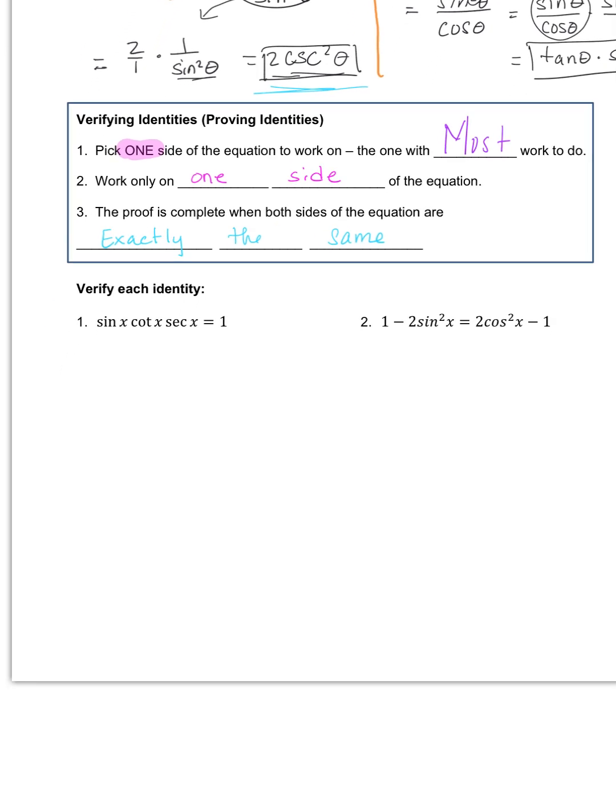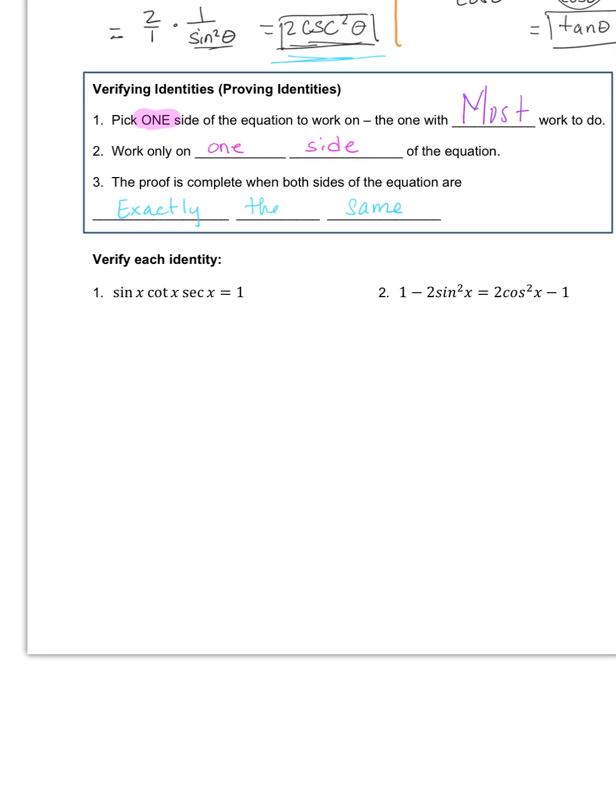All right, let's look at number 1. So we have sine x times cotangent x times secant x equals 1. I want to work on the left because there's more work to do, and I'm only going to work on the left. I do this a certain way to make sure that I do not lose my flow and I know exactly what I'm doing as I go. The first thing I'll do is change everything to sine and cosine if you can, or you think about identities and so forth. We're going to look at both kinds today, and then we'll do some more next lesson.